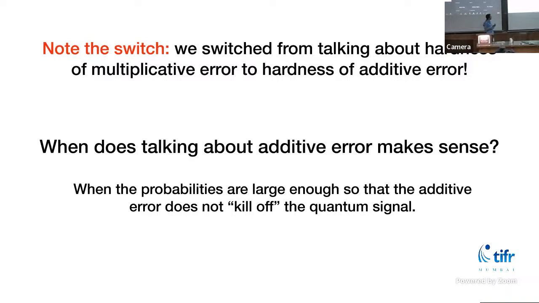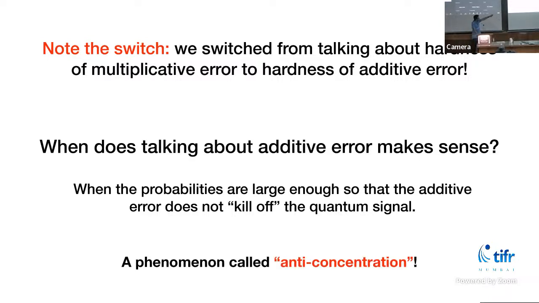But here I'm trying to motivate that doing this makes sense. Why? Because the places where it makes sense are distributions where each probability is large enough such that the delta doesn't just kill off the quantum signal. And there's a name for this phenomenon. It just means that the distribution is not too concentrated with respect to some bit strings. It's mostly flat relatively, no matter where you look. Questions here?